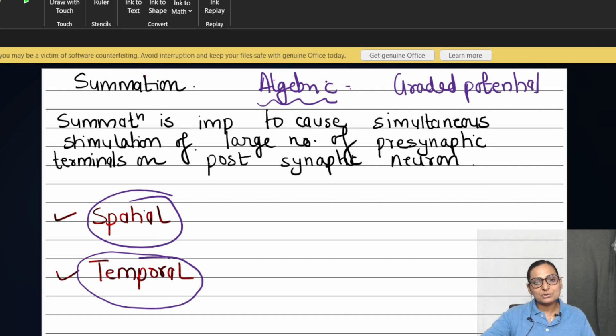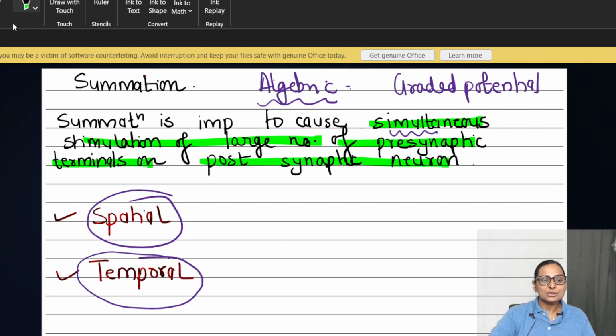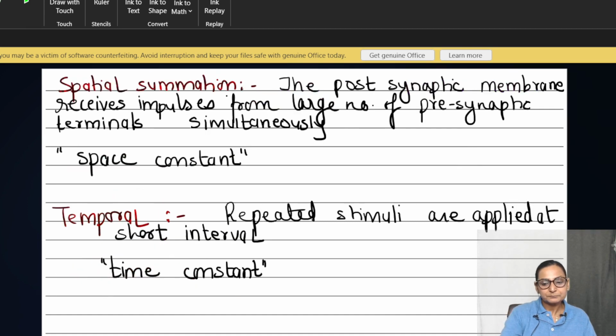So what is summation? Summation is important to cause the simultaneous stimulation of a large number of presynaptic terminals on the postsynaptic neuron. So there is one postsynaptic neuron and you have to stimulate it. You can stimulate it in two ways so as to give a maximum response or the maximum release of neurotransmitter. Now, what is spatial summation and what is temporal summation?